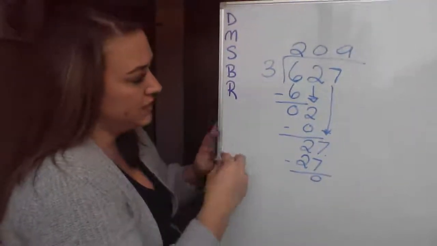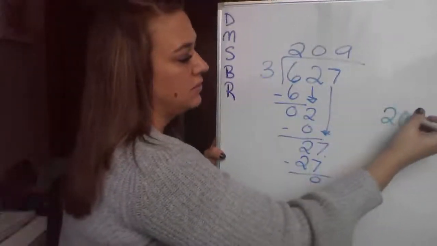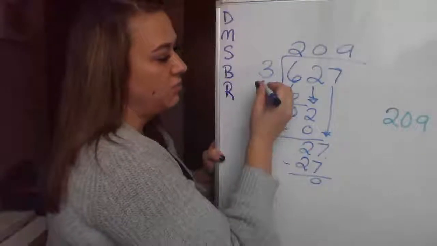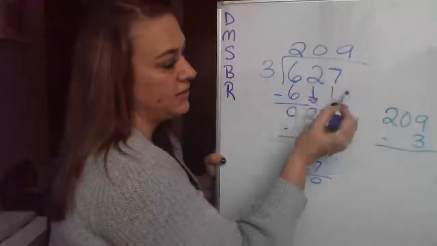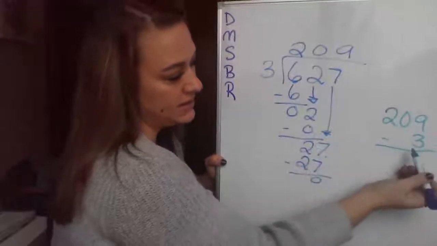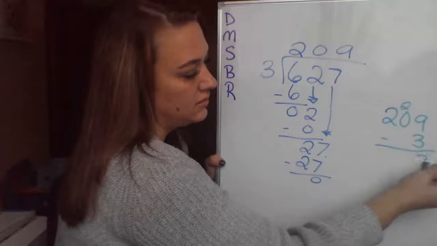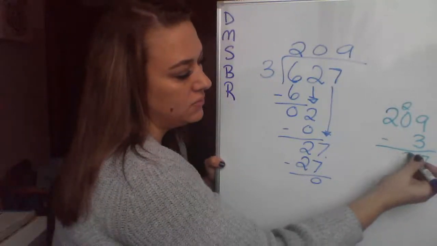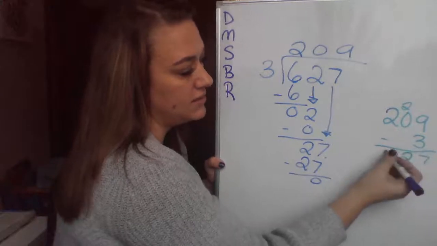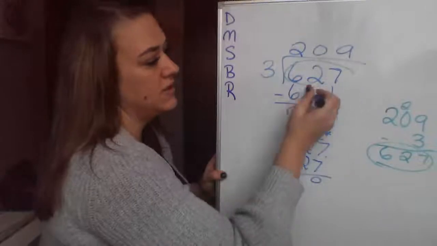Let's check it with multiplication. We're going to take 209, which is our quotient, multiply it by our divisor of 3, and make sure we get that dividend of 627. So 3 times 9, 27. 3 times 0 is 0, plus 2. And 3 times 2 is 6. 627.